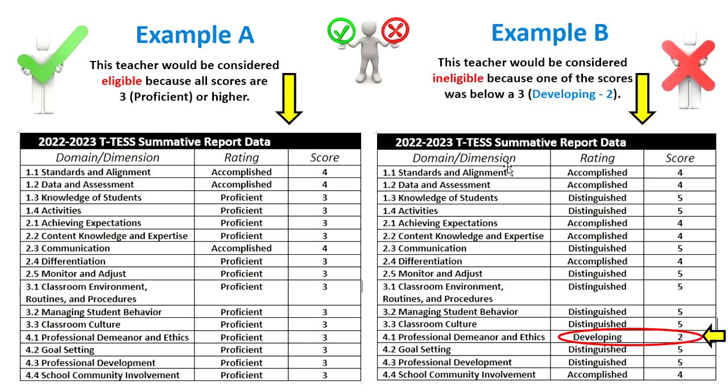This is an example of a teacher that would become ineligible because one of the scores was below a 3. Remember that this ineligibility only lasts that data capture year. So if this happens to be you this year, which is 23-24, you have a chance for designation next year in 24-25. As long as, again, every score is a 3 or higher, proficient or higher.